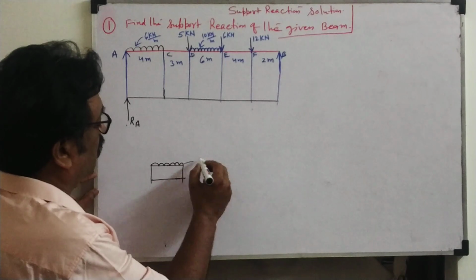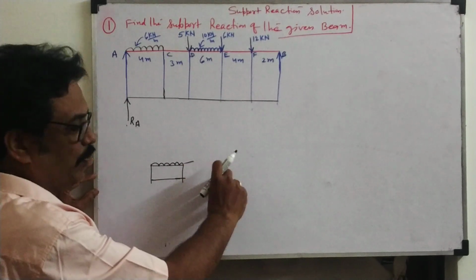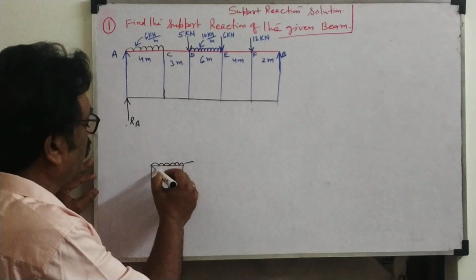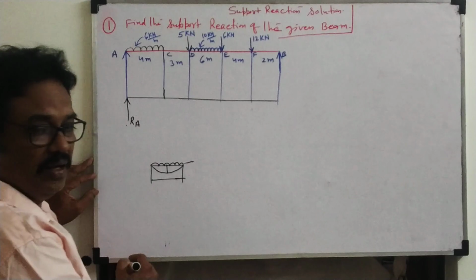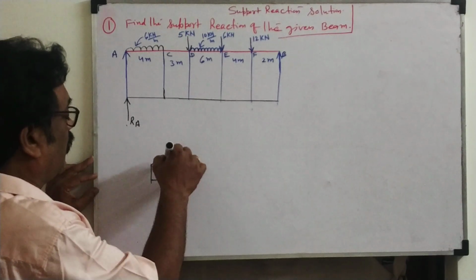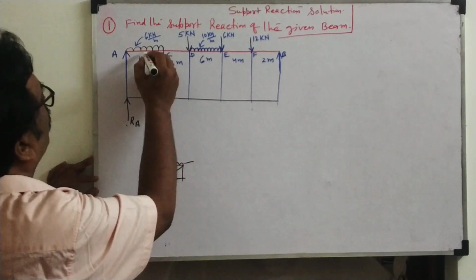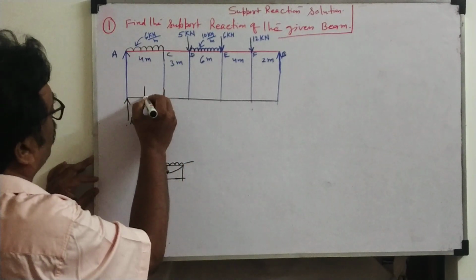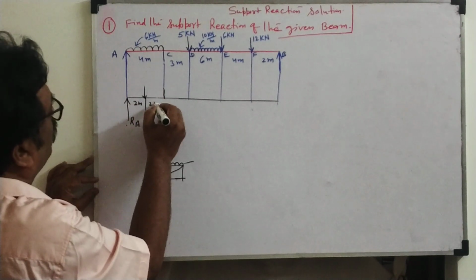Because this is a rectangular load, and for a rectangle the center of gravity is the middle point. Or by another concept, in deflection, the maximum deflection will be in the middle. Why? Because the load acts at the center point. So what is this center point here? Write 2 meter, 2 meter.